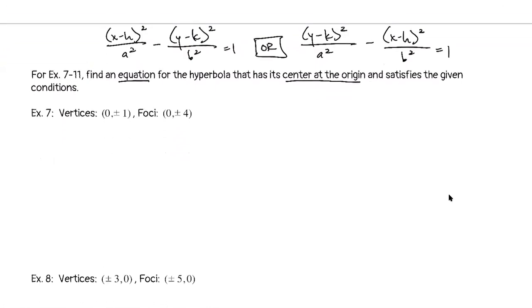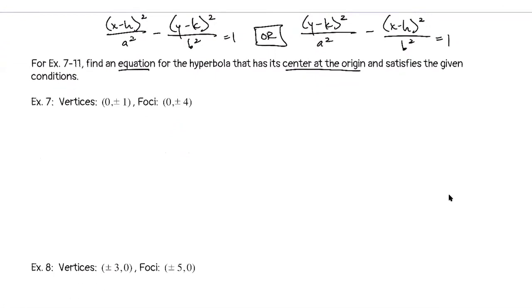So let's sketch a picture for example 7. I know my vertices are at 0, 1, and 0, negative 1. And my foci are at 0, 4, 0, negative 4, okay? So I already know that my hyperbola is open, like up and down.